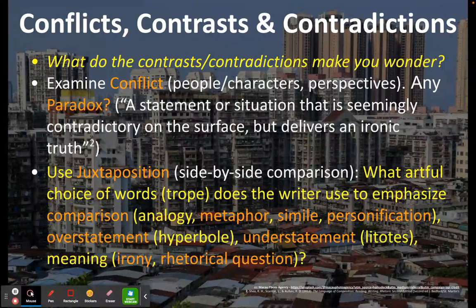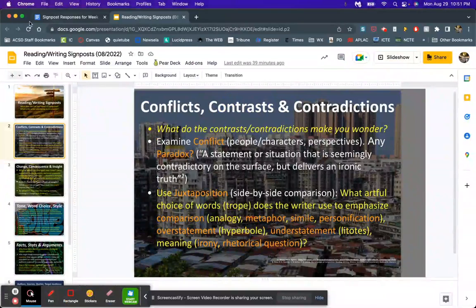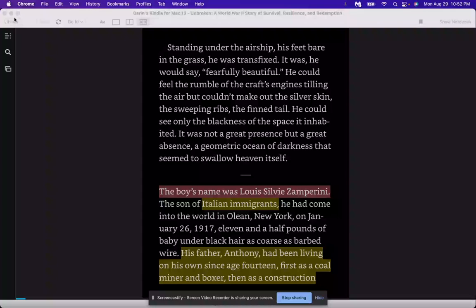A common technique authors use to convey meaning through contrast is juxtaposition, placing 2 characters, 2 settings, 2 situations side by side. And you'll notice, artful choices of words are also used here to make comparisons. But we're going to focus on the conflicts, contrasts, and contradictions as we look at this section of Hillenbrand's Unbroken.